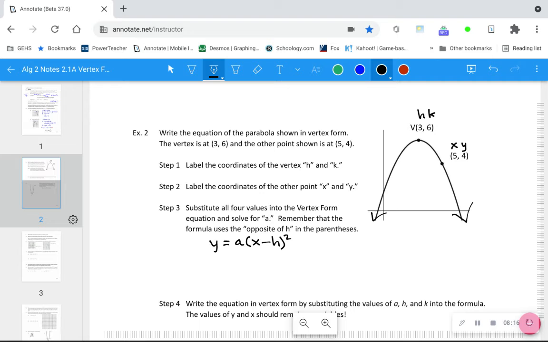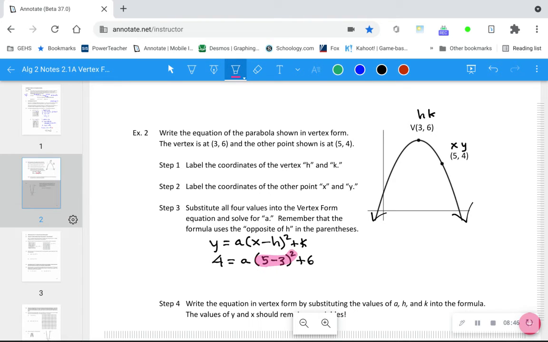So give me a second to copy this. And now I'm going to plug in all the given information. I know what y is, that's 4. I don't know what a is yet. I'm going to find that one. x is 5. The opposite of the h is -3. And then the k is 6. So I have to solve for a here. And I'm going to take all this stuff right here and do it all.